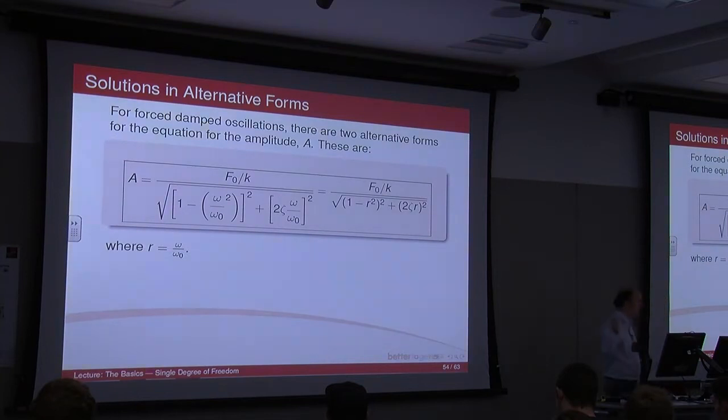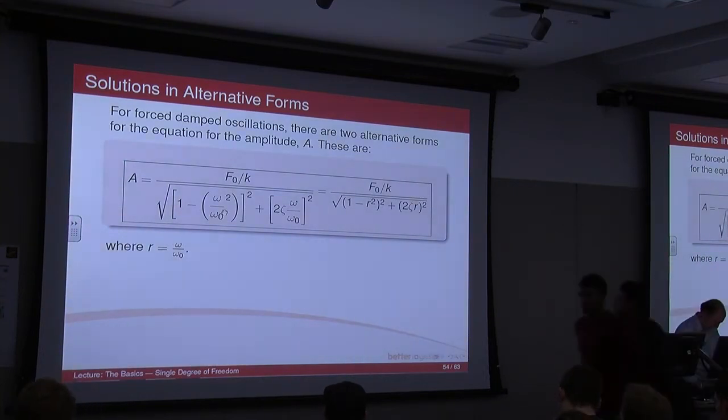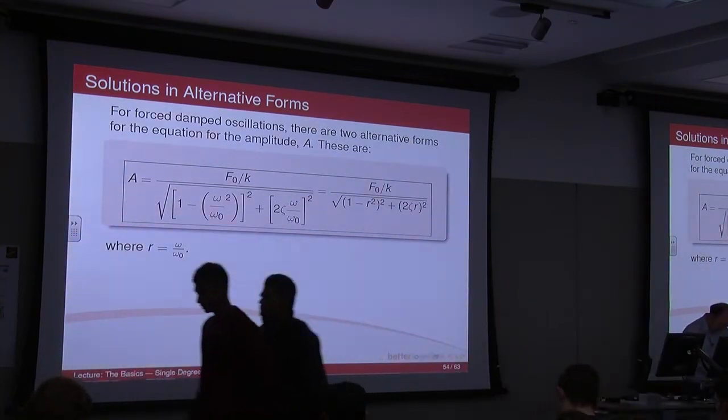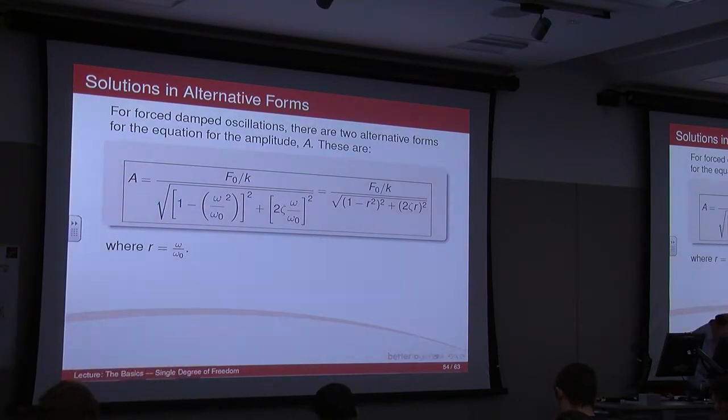Can anybody spot the small mistake in this slide? There should be, right here, another 2, because omega naught is squared as well. Okay, so you can make that change in the notes if you want to. This is on page 29, where it says slide 54.